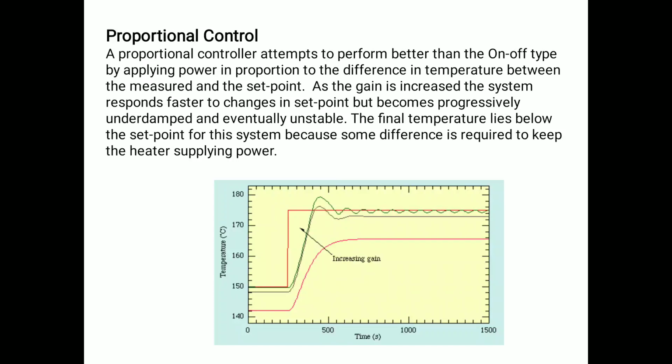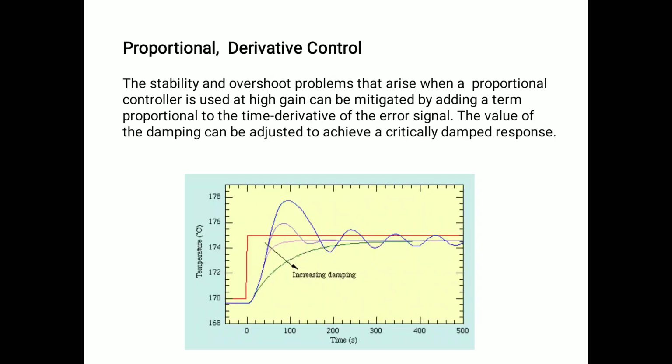The proportional controller attempts to perform better than on-off type by applying the power in proportion to the difference in the temperature between the measured and set point. As the gain is increased, the system responds faster to changes in set point, but becomes progressively underdamped and eventually unstable. The final temperature lies below the set point because some difference is required to keep the heater supplying power. So that is the proportional control.